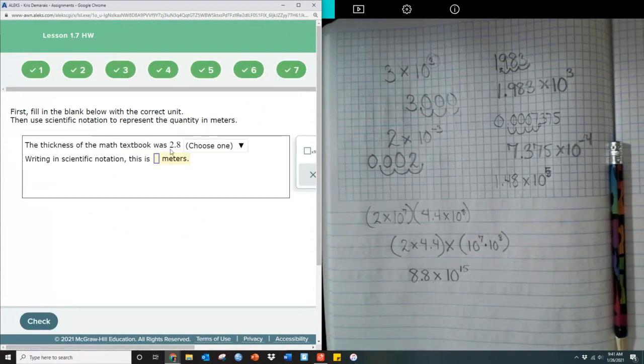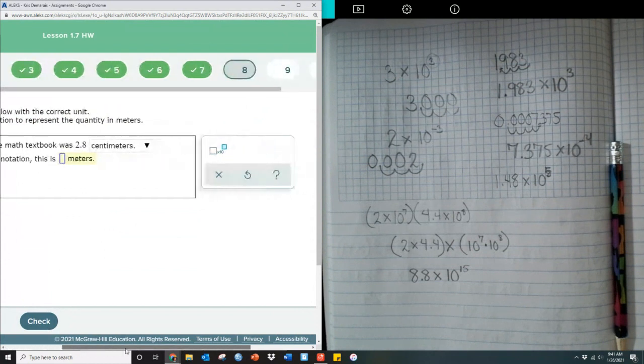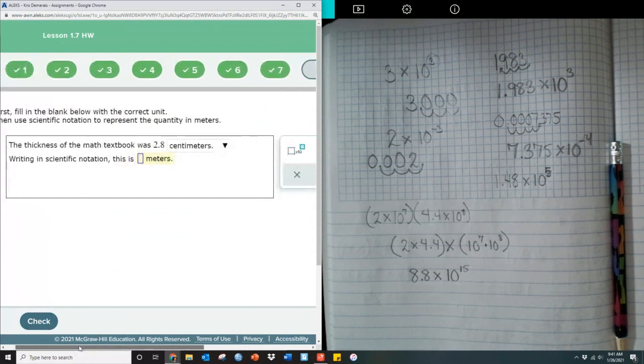Now, the thickness of a math book was 2.8, and if we look at kilometers, that would be very, very large. That would be extremely large. Millimeters would be very, very small. So it's got to be centimeters. Now, write the scientific notation of this. So now we're talking about the scientific notation. Now, it wants it in meters. It goes from centimeters to meters.